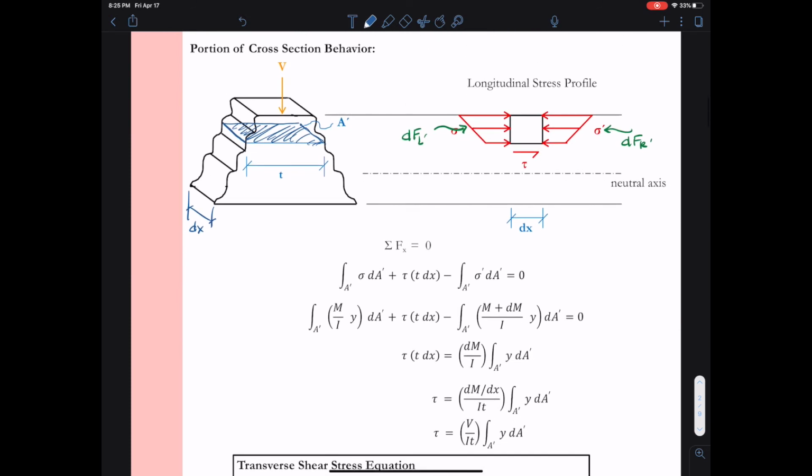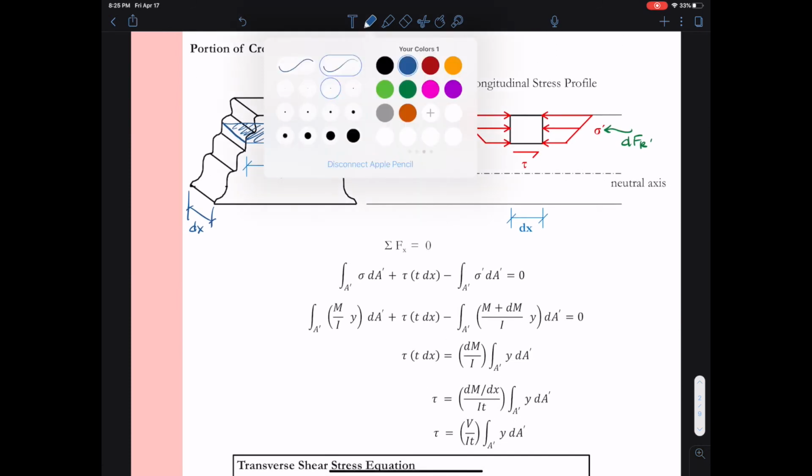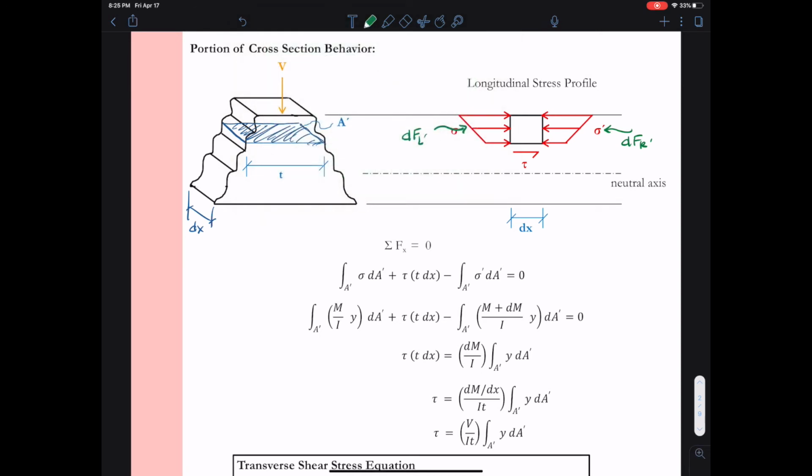Well, DFL prime and DFR prime were not equal to each other. And so because they're not equal, if I'm going to sum force in the x direction, I need to make sure everything will work. So DFL prime was one value. I'm going to have to add in an extra value for shear acting to the right, and that's going to help me balance DFR prime.